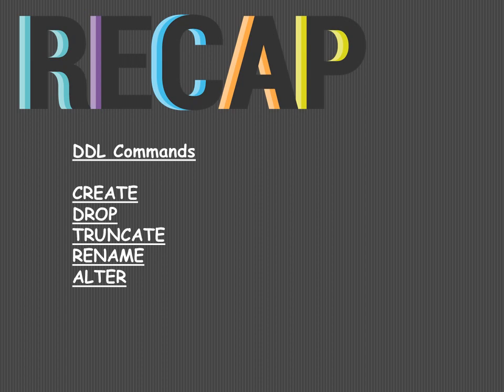Which different DDL commands have we discussed? They are create, drop, truncate, rename and alter. The create command is used to create the tables or database objects. The drop command is used to delete the database objects. Truncate is also used to delete the database objects. Then what is the difference between both?